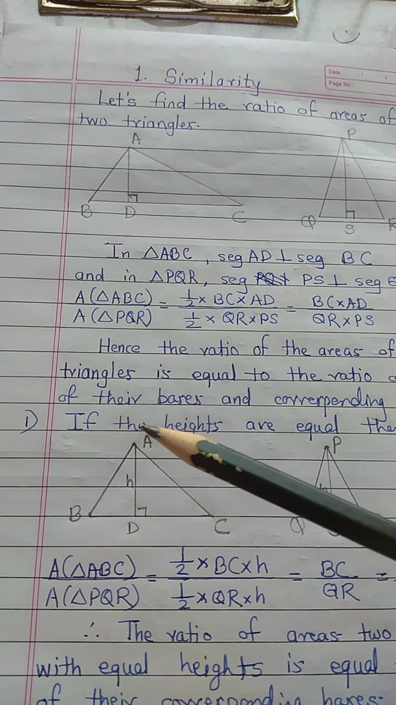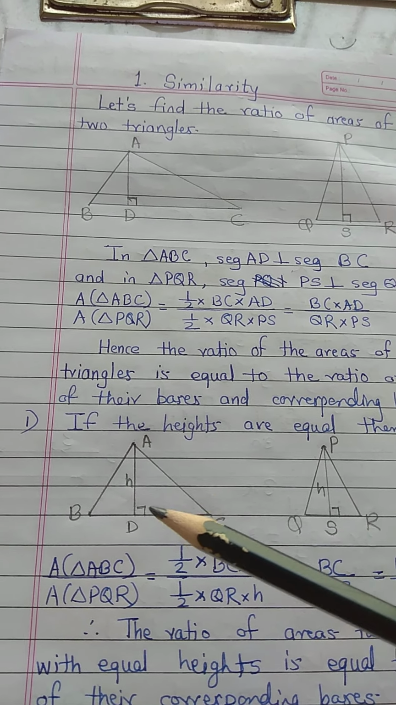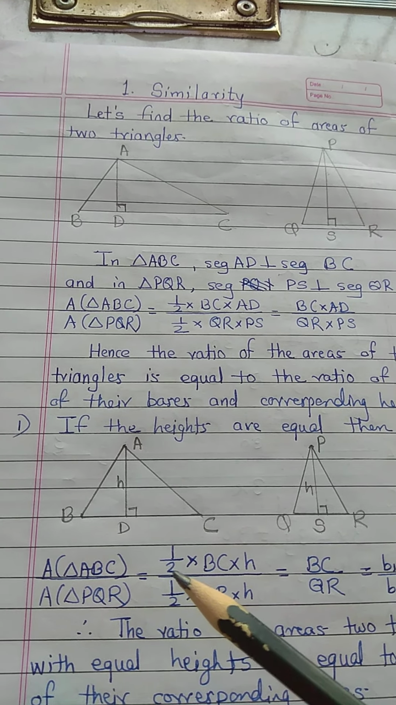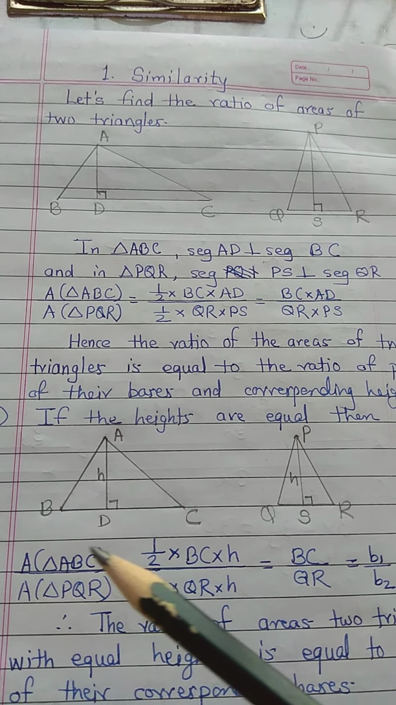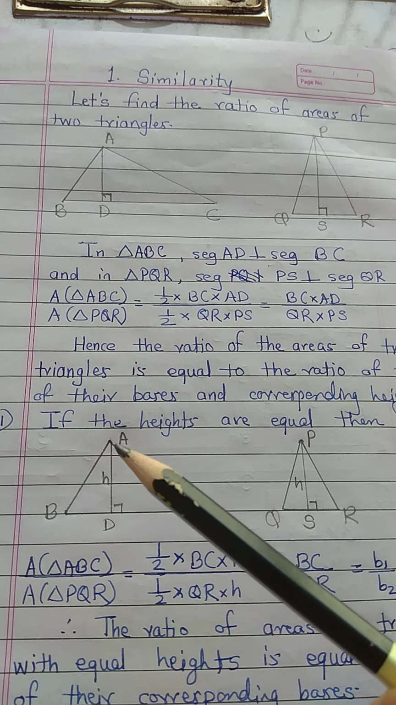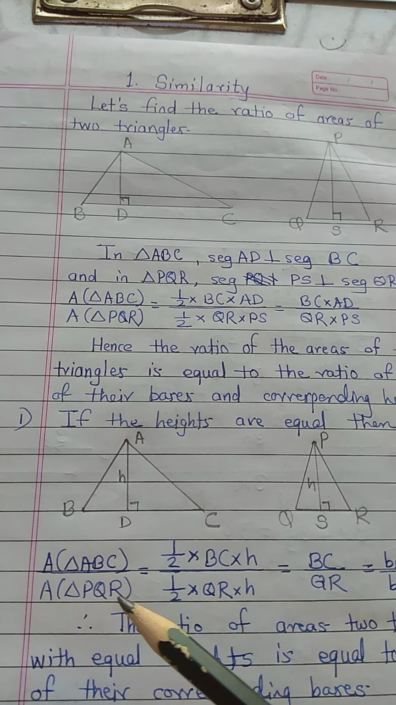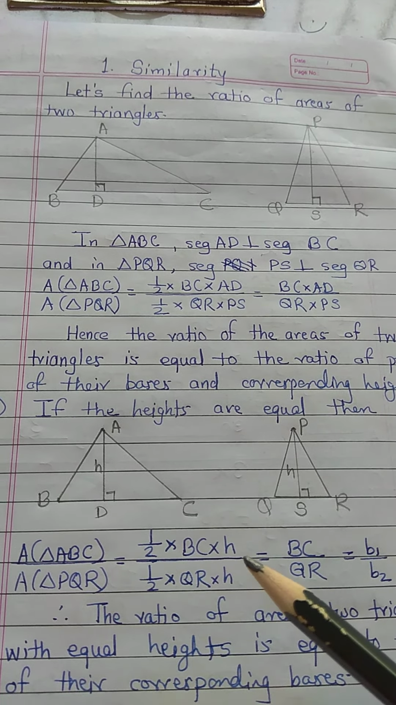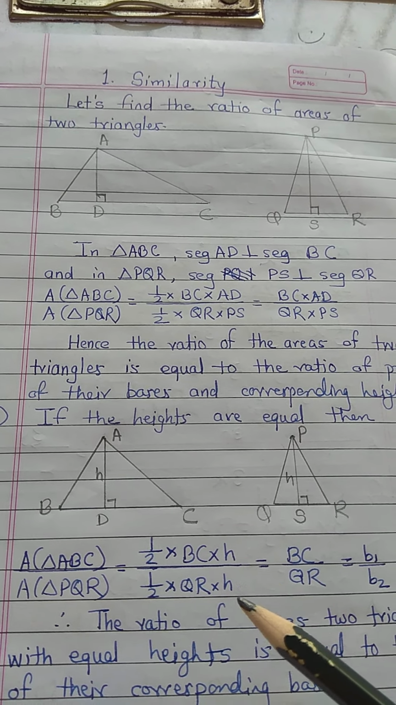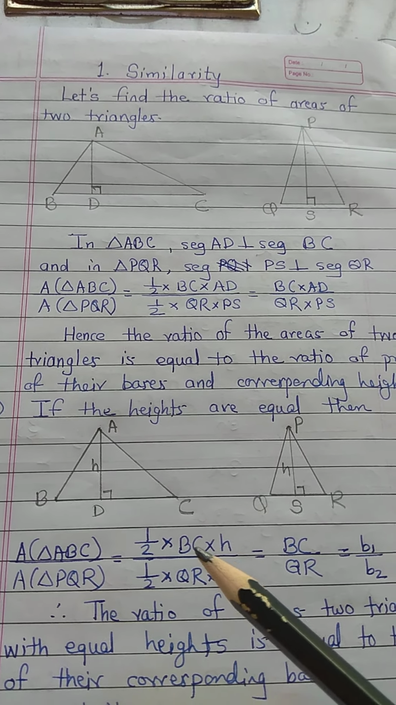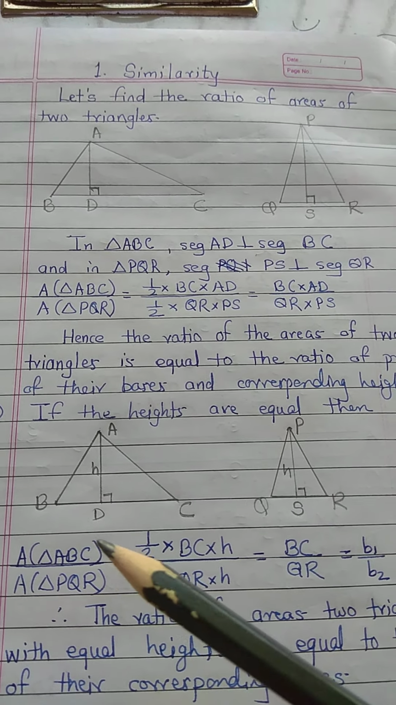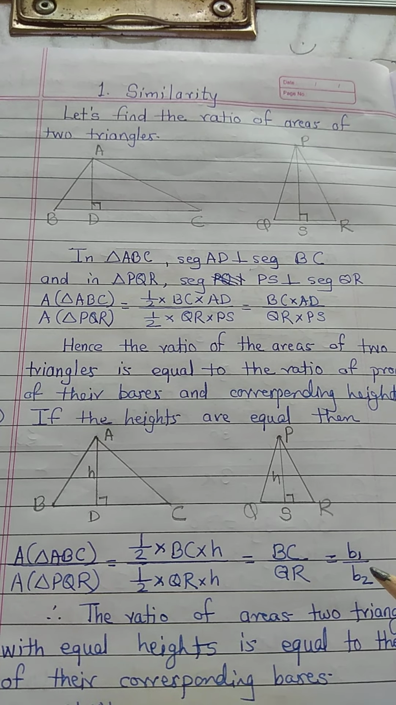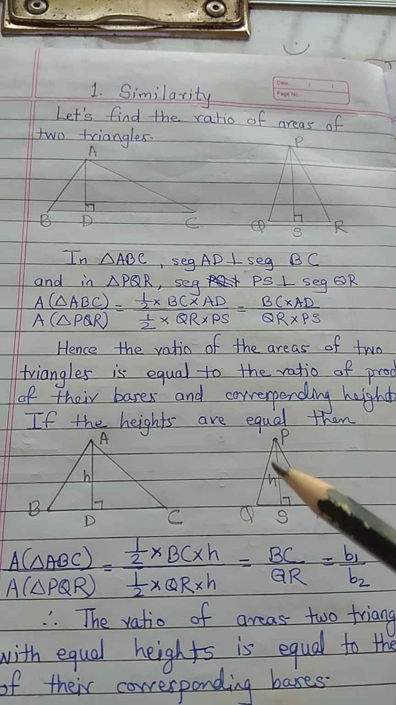We will assume that for these two triangles, height is H. Area of triangle ABC is equal to 1/2 into base into height. What is the base here? BC and height is H. For area of triangle PQR, 1/2 into what is the base? Base is QR and height is H. As height is same, H and H will get cancelled. 1/2 will also get cancelled. BC upon QR. That means area upon area is equal to base upon base whenever height is equal.